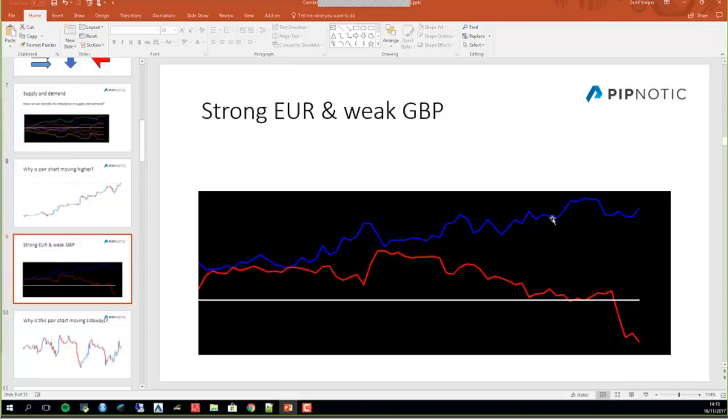So we have the euro, which is attracting flows, and we have people liquidating their British pound assets here.